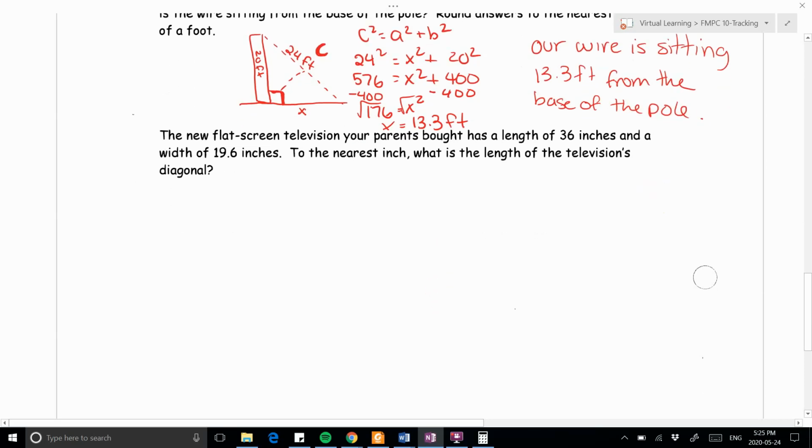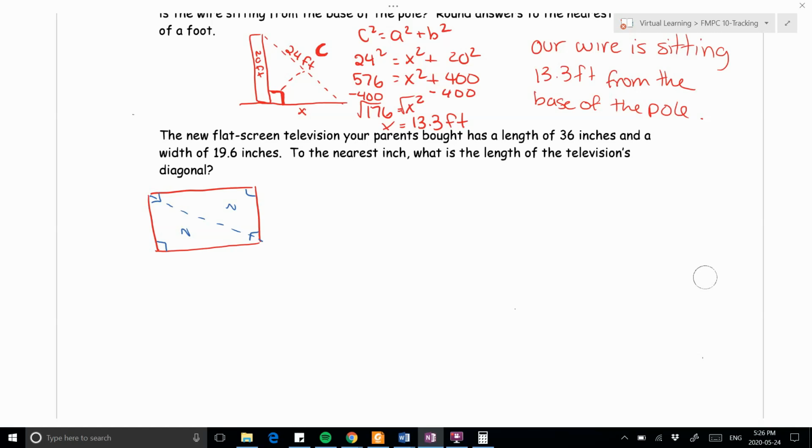Now, TVs are funny. Any rectangle, so fun fact, if you have a rectangle or a square, what you actually have is two identical triangles. And in a rectangle, every corner is a right angle. So what you actually have is two identical right triangles. So we can use Pythagoras a lot of the time when we're dealing with rectangles as well, because we're actually dealing with two identical triangles.